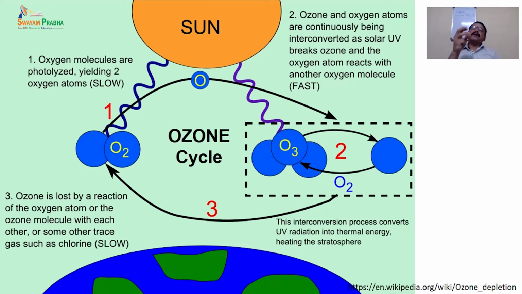Very particularly, when chlorine atoms come, it dissociates further and doesn't allow the single oxygen to combine with the two oxygen atoms to form ozone. So the interconversion process is being hampered by the chlorine atoms. Very particularly, they are called the ozone depleting substances, especially the halogenated compounds.